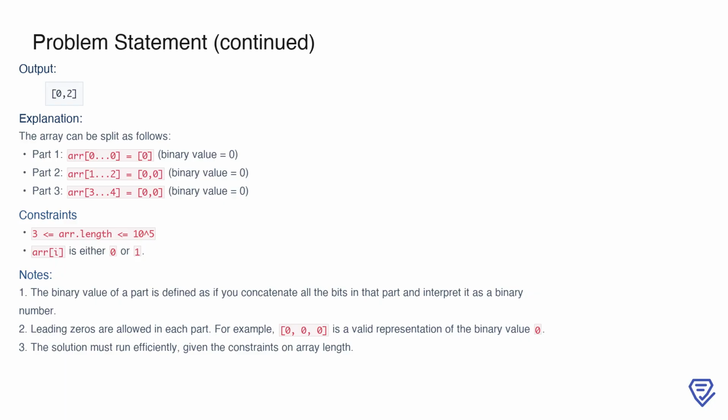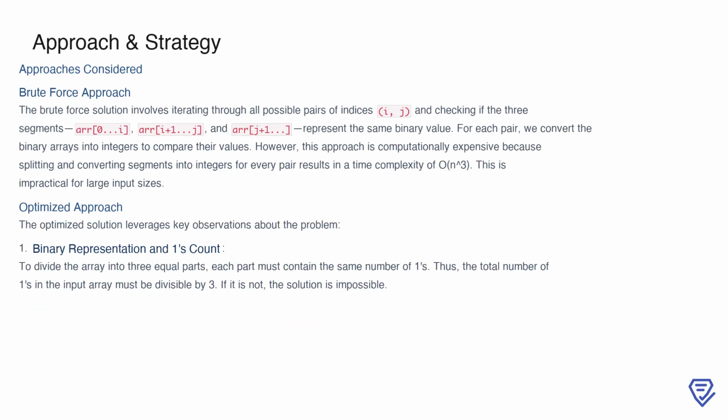When tackling the problem of dividing the binary array into 3 equal parts, one intuitive approach is the brute force method. Here, we iterate through all possible pairs of indices, denoted as i and j, to split the array into 3 segments, the first from the start to index i, the second from i plus 1 to j, and the third from j plus 1 to the end. For each pair, we convert these segments from binary to integers and compare their values.